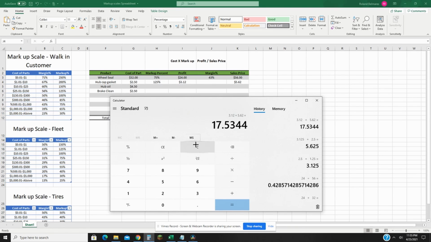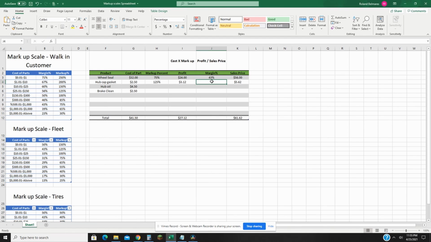So, oh, whoops, wrong one. Okay. So we're going to take the profit, which is going to be $3.12, and we're going to divide it by our sell price, which is $5.62, which equals 55%. So 55%. So we're making 55% margin on this.